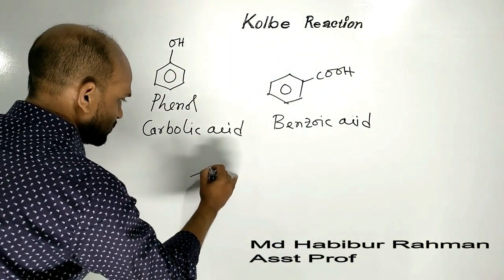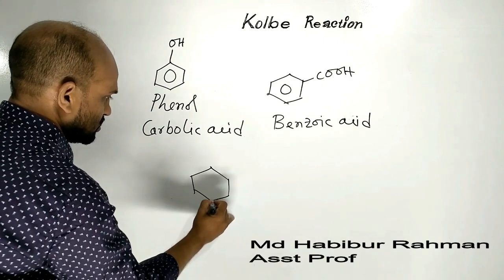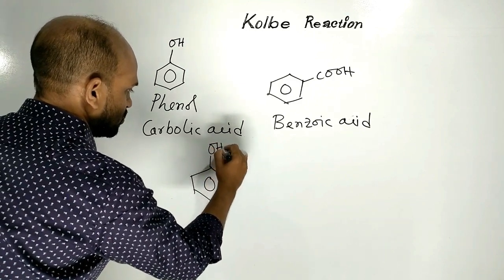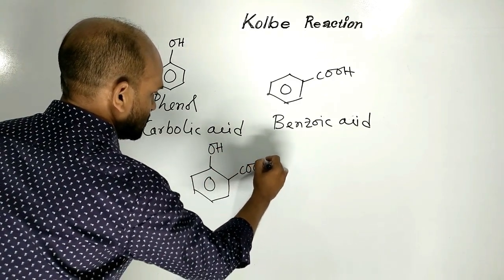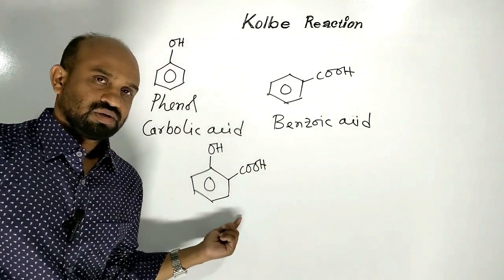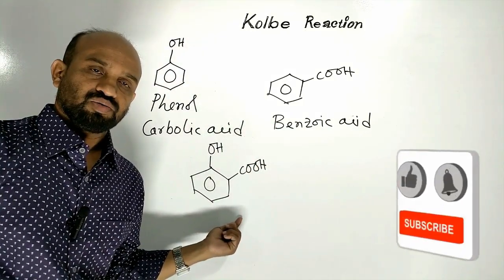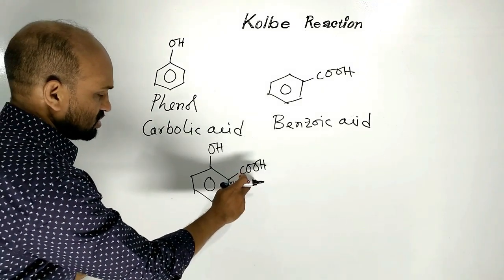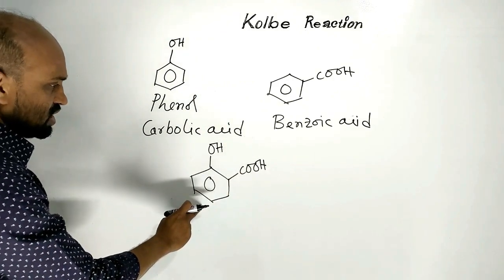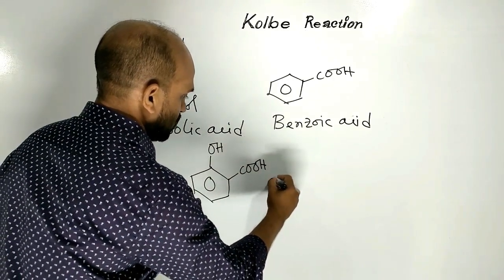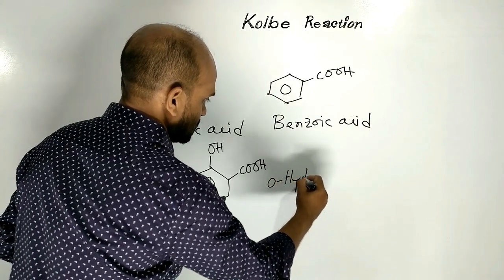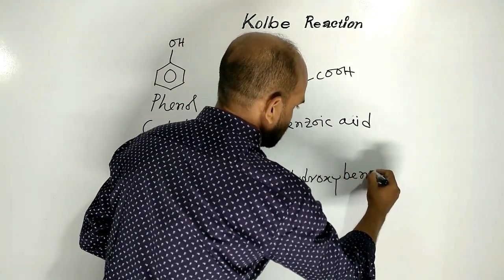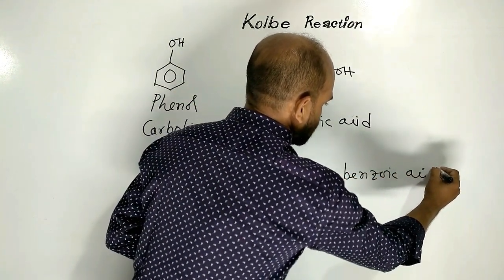Let's write another compound with both the functional groups, hydroxyl group and carboxyl group. This is the compound with both the functional groups, hydroxyl group and carboxyl group. The name of this compound is ortho hydroxy benzoic acid.